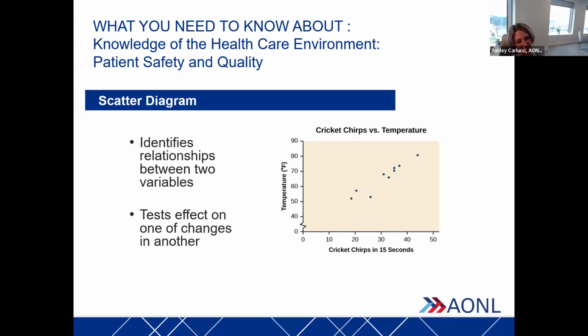So, it identifies relationships between two variables, and tests effects and changes on one another. Any examples in the chat here for how we use scatter diagrams? Survey results. Yep. Where you can see, like by employee or even age of employee, right? Temperature monitoring for vaccines. Yep, that's a good example as well. Yep, great.